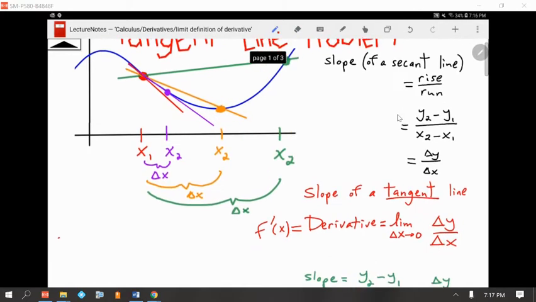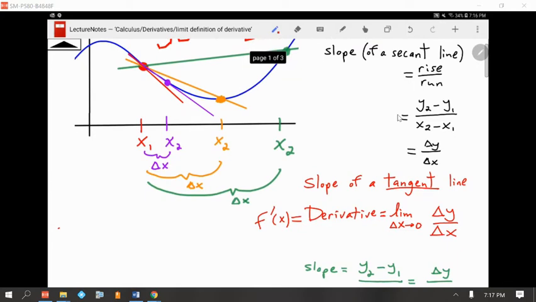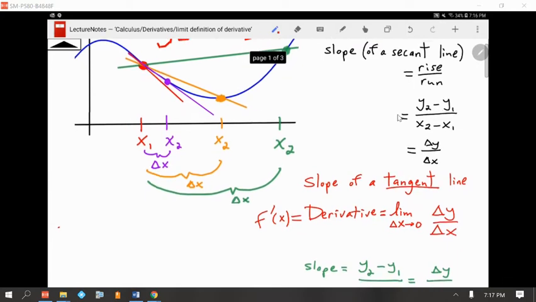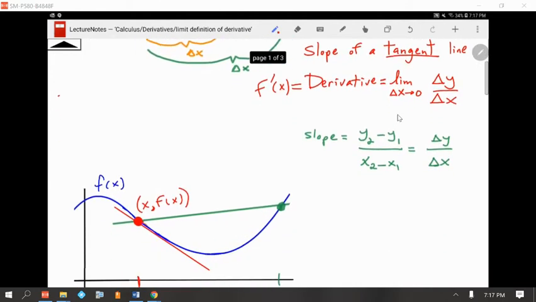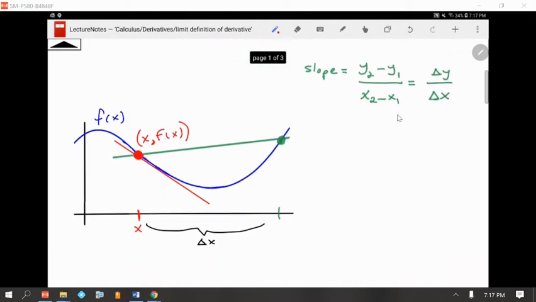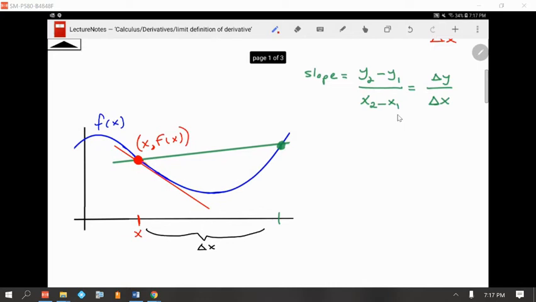I can't call delta y y2 minus y1 anymore. Okay, you see it showing up at the bottom there. I need another name for y2 minus y1. I want to write y2 minus y1 in terms of x. So I'm changing the graph that we had a second ago. First, I got rid of the orange and the purple line, but I'm going to change the blue curve to being called f of x.